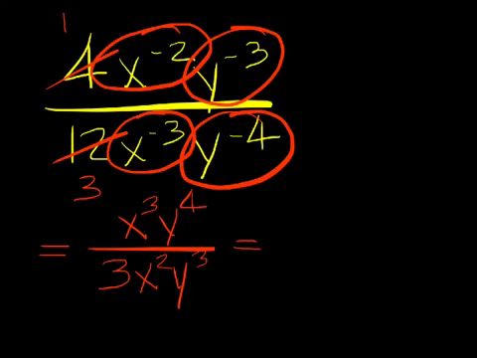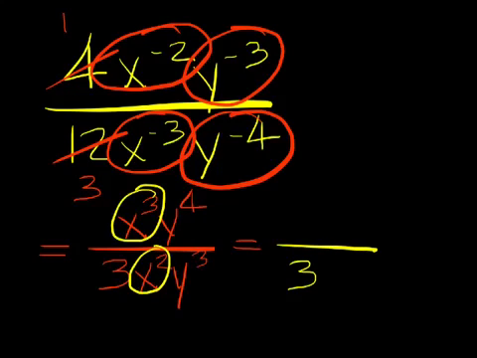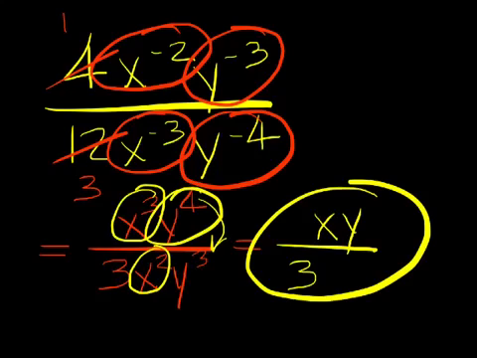Once you have that, now you have to simplify top to bottom. You have x to the third over x to the second. Highest power is on top. 3 minus 2 is 1. And then the highest power of y is on top. 4 minus 3 is 1. So xy over 3.